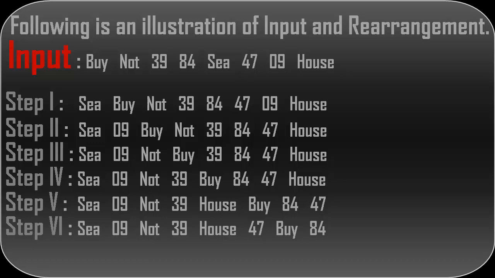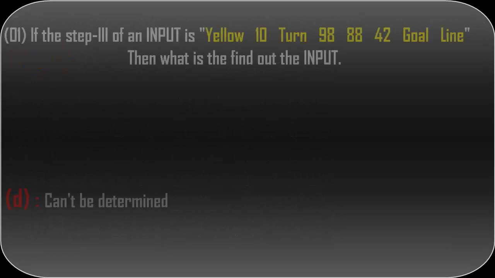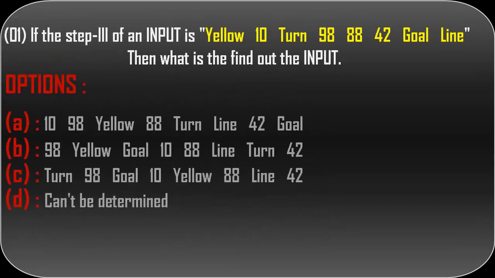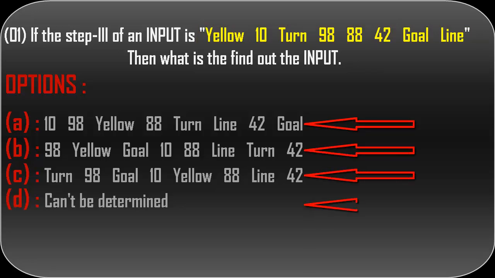We already saw the types of questions in our previous video tutorial, so we are not going deep into that part in this lecture. So the first question here says, if step 3 of an input is this, where step 3 is given as words and numbers arranged based on a pattern, then find out the input. Four options are given and we have to find out which one is the correct one.